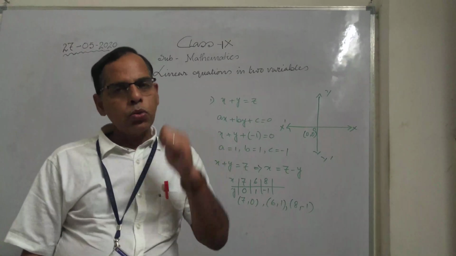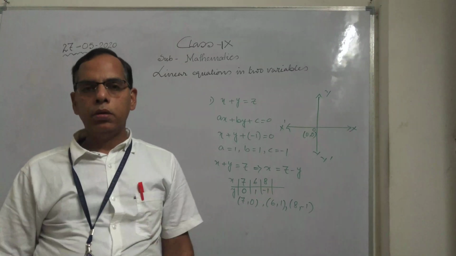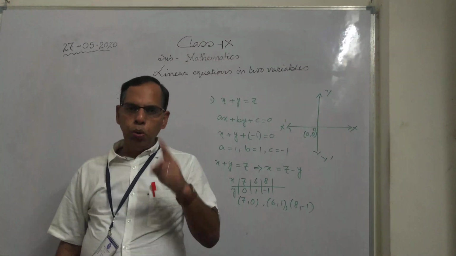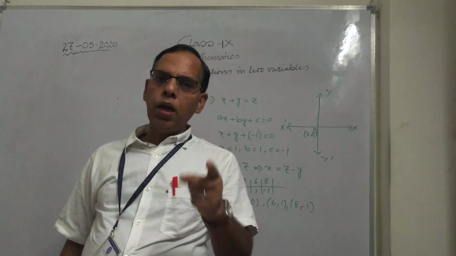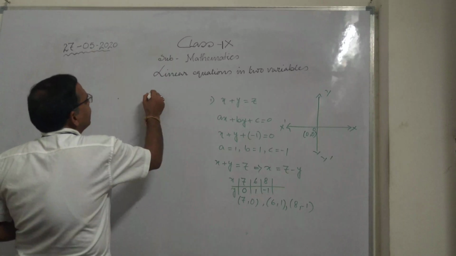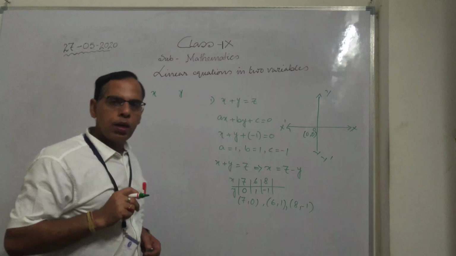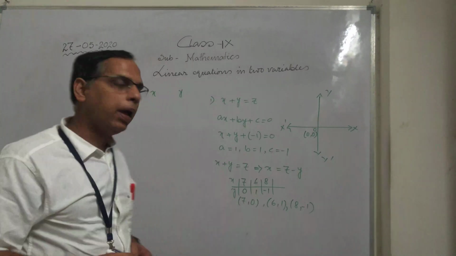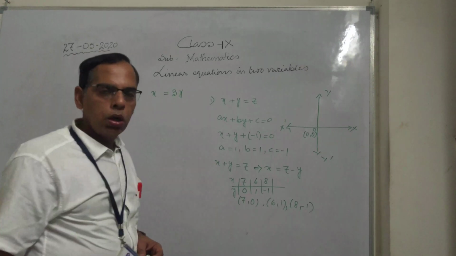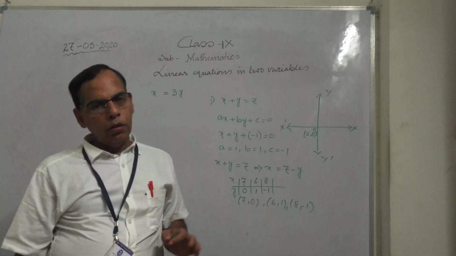The next thing we studied was how to form an equation from a statement. Suppose I ask you: the price of a book is 3 times the price of a pen. Suppose the price of a book is x and the price of a pen is y. Then what is the relation? Price of a book is 3 times the price of a pen. So this is the way to convert a statement into an equation in two variables. Okay, now this is done.